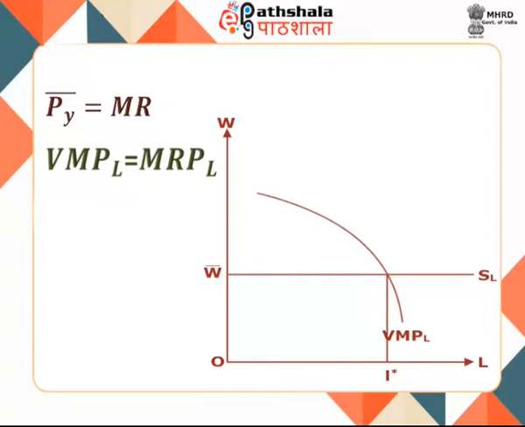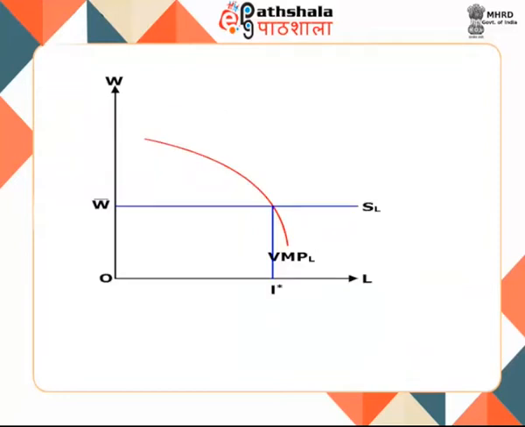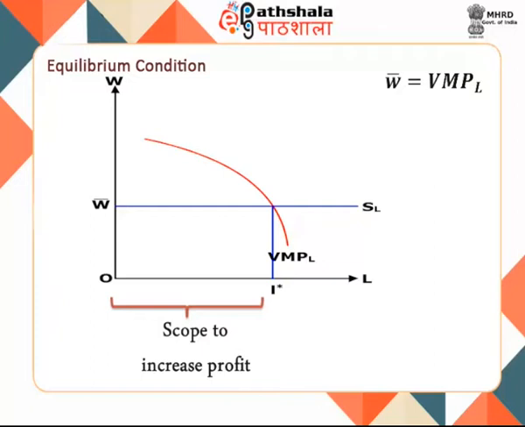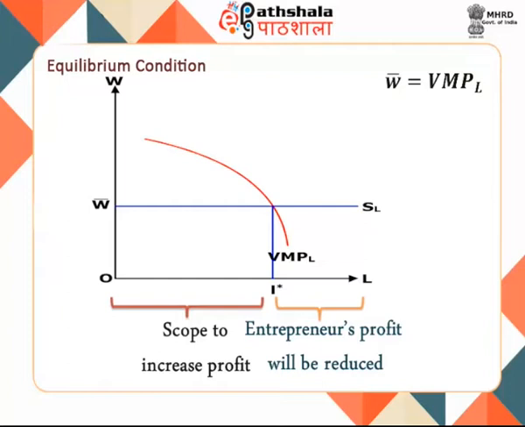The marginal condition of profit maximization is shown at point E in the figure. We obtain the profit maximizing level of labor L* from the equilibrium condition. To the left of L*, W̄ is less than VMPL, hence the producer has scope to increase profit by hiring more workers. By contrast, to the right of L*, W̄ is greater than VMPL and the entrepreneur's profit will be reduced. Therefore, profit will be maximized when W̄ is equal to VMPL at L* level of employment.